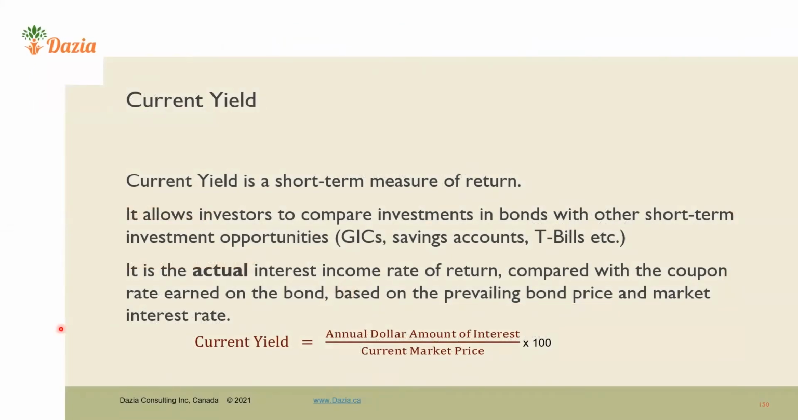Current yield is a short-term measure of the return. It allows investors to compare investments in bonds with other short-term investments. It's the actual interest return that you can get in 1 year. So the current yield calculation is the amount of interest I can get in 1 year divided by the price that I have to pay to buy that bond. Multiply this ratio by 100, and that will be the current yield.